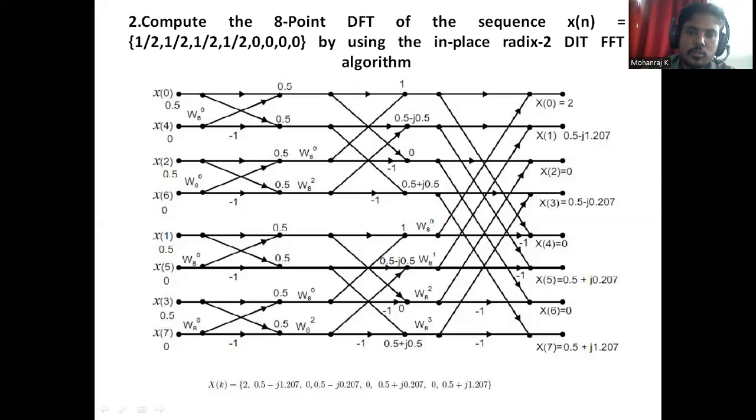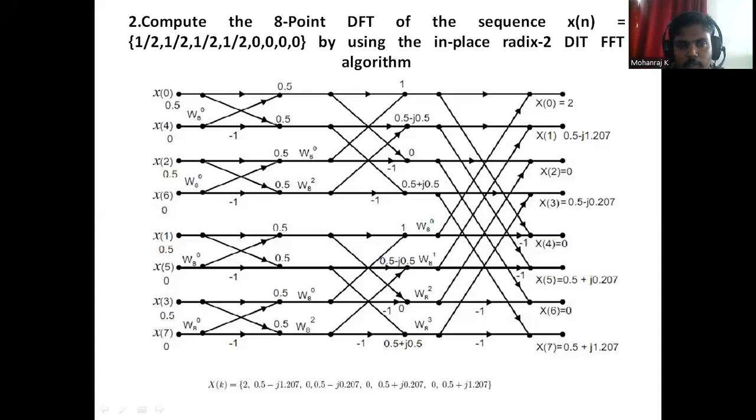Similarly, x of 2. This value is 0, this value also 0, so 0 plus 0 equals 0 here. Then we need that value here, also 0.5 plus j0.5. So that value equals 0.5 plus j0.5 times minus 0.707 minus j0.707. So we get the answer x of 3 equal to 0.5 minus j0.207.